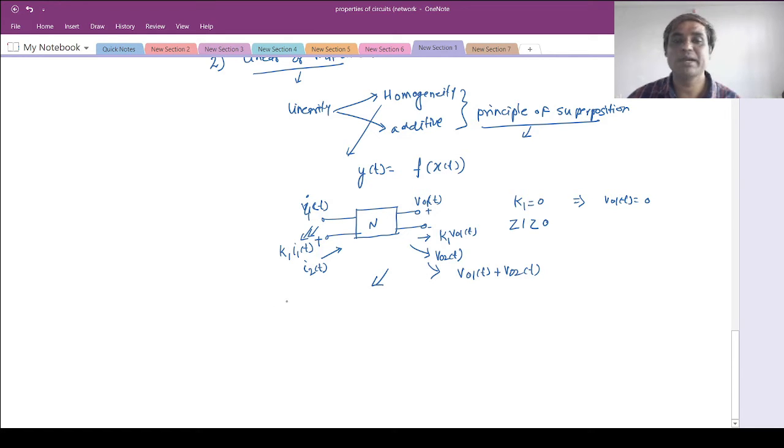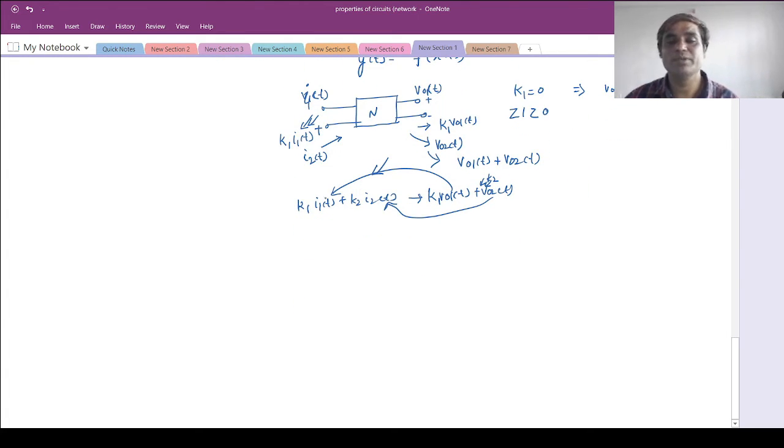Combined, I can write it as the homogeneity and additive property. It will be K1 I1 of t plus K2 I2 of t. What will happen? It will give me K1 VO1 of t plus K2 VO2 of t, if VO1 is the response of I1 of t and VO2 is the response of I2 of t. Okay, so this way there will be cause and effect.